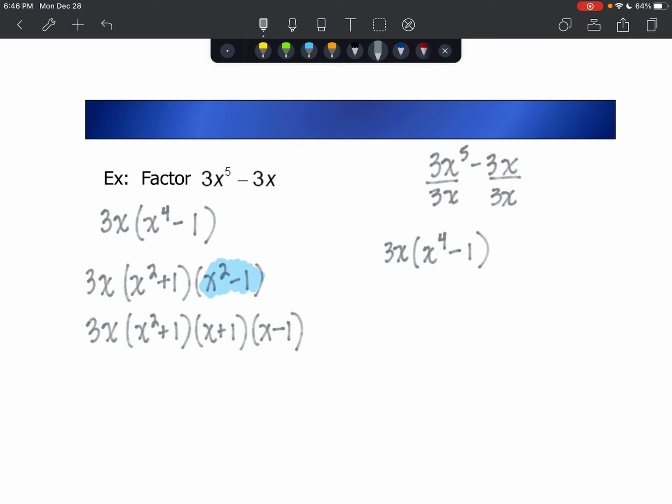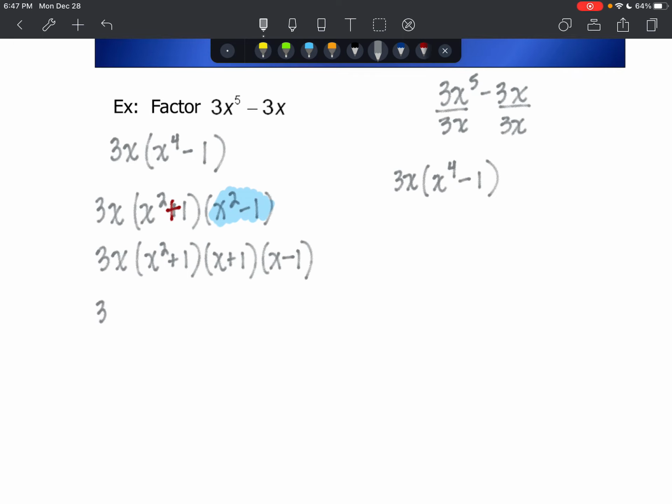So we've got 3x. X squared plus 1 is not a difference. It is a sum of two squares. And remember, this is called the difference of two squares. If it's not a difference of two squares, then we can't factor it like the rule says.